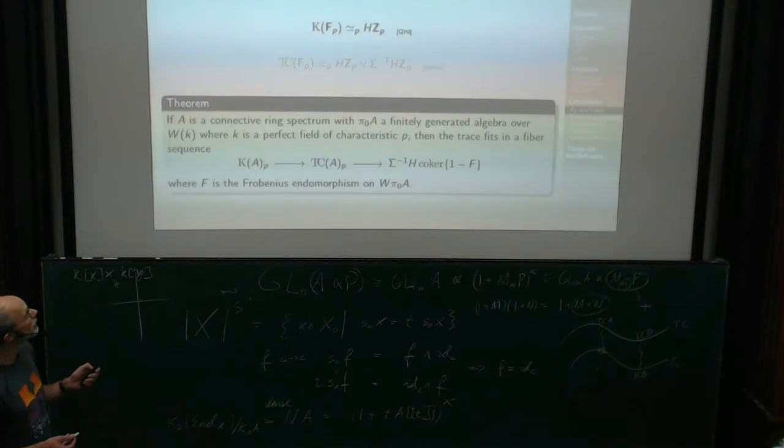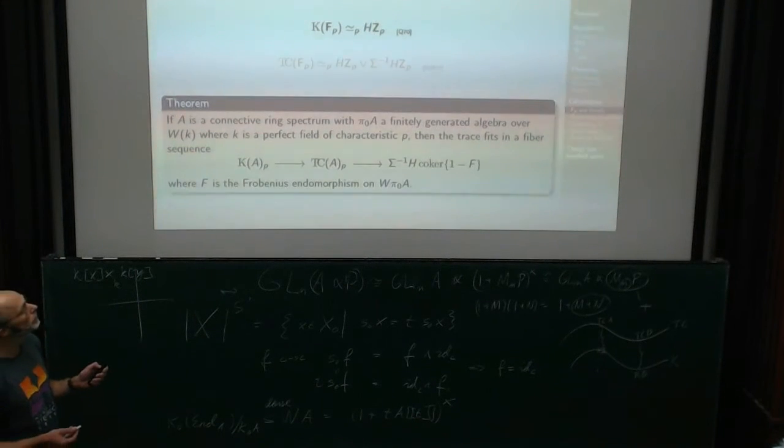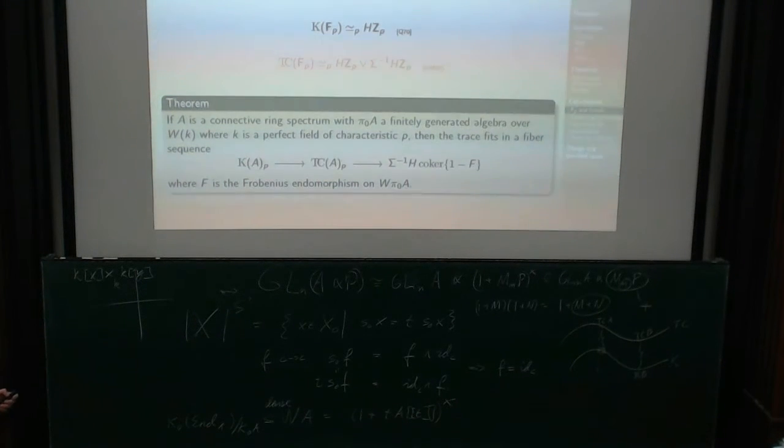I guess I should ask that it's perfect as well. And FP is as perfect as you want it to be. So you have a perfect ring of characteristic P, then all the higher K-theories vanish, and you're just left with K naught, and that is just HZP. So that's good.